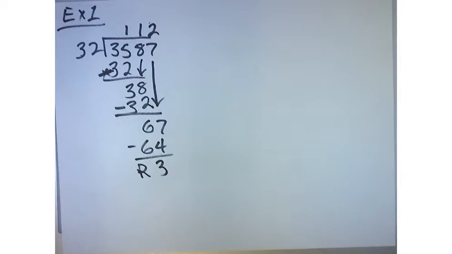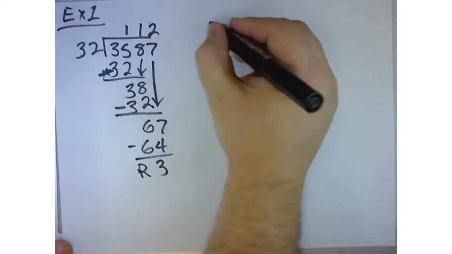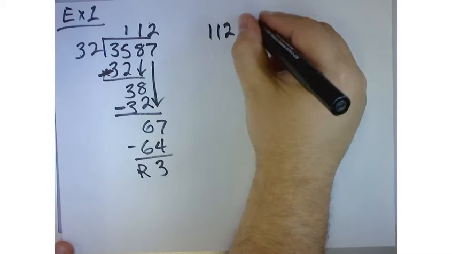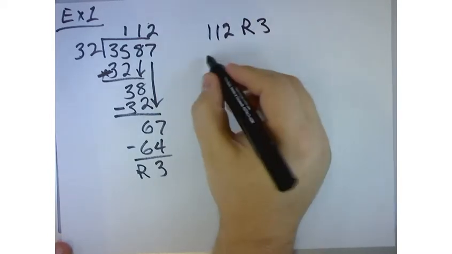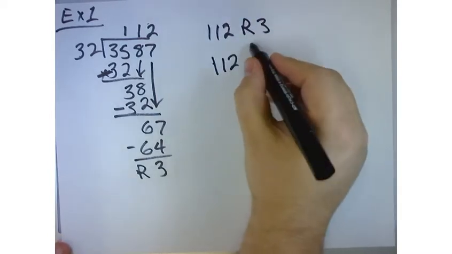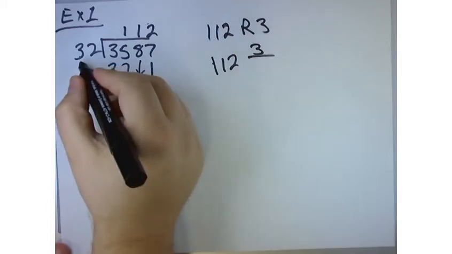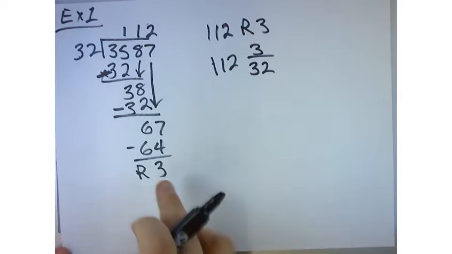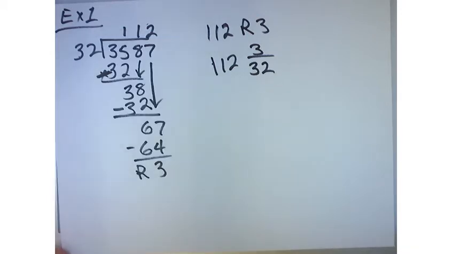Now there's a couple of ways that we could address the remainder. We could write it as a fraction or we could just leave it as a remainder. So 2 ways to write the answer: we could say 112 with a remainder of 3, or we could say 112 and 3 over the divisor, which is 32. Both of those are the correct way to represent the answer to this division problem.